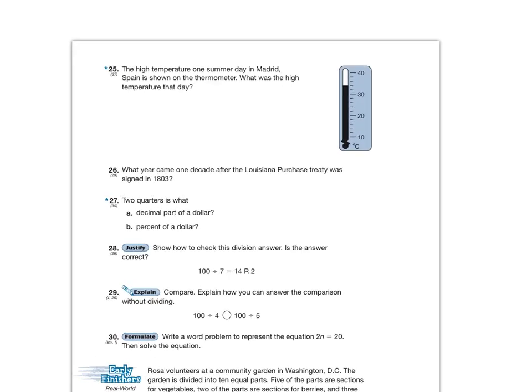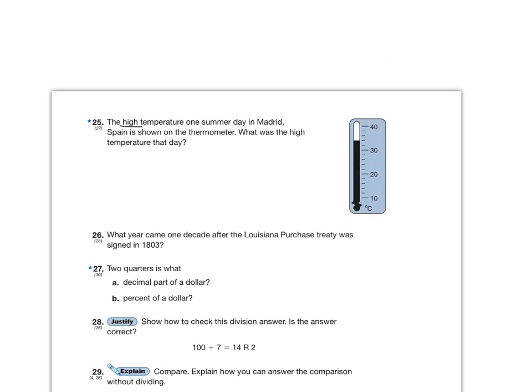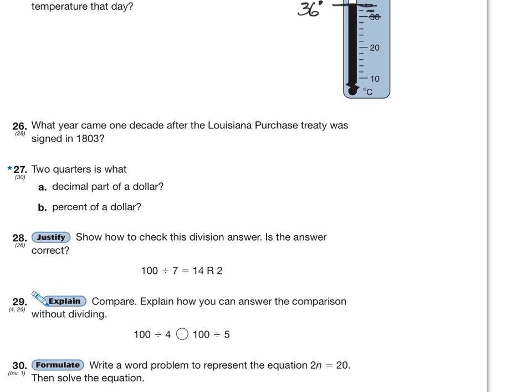Next, on 26. Ooh, I got to show you this thermometer because the high temperature in one summer in Madrid, Spain is shown on the thermometer. This counts by 2s. There's 30, 32, 34, 36, 38, and then it goes to 40. So this is actually 36 degrees. What was the high temperature that day? It was 36 degrees. I just want to make sure we got that.